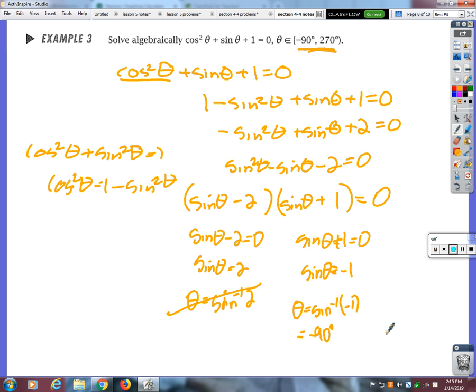Okay? Does that make sense? What we just did? Yeah, there's no answer to that. Okay? But the inverse sine of -1 is -90. That's the answer that we're looking for. Okay?